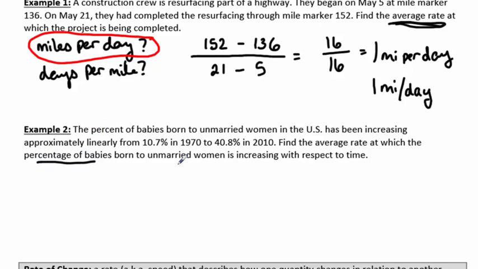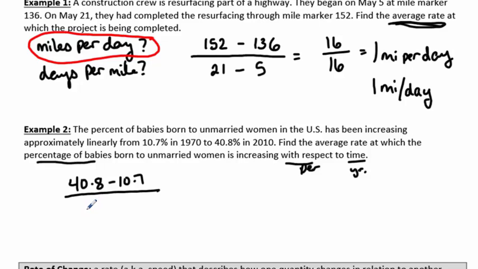So I want the percentage with respect to, or per, time, which is going to be my year. So I know that I want my units to be the percentage per year. So I'm going to set my percentage up on top of the division and my time, my year, up on the bottom of the division. The change, we always want to compute our change with the final amount minus the initial amount. So 40.8 minus 10.7.